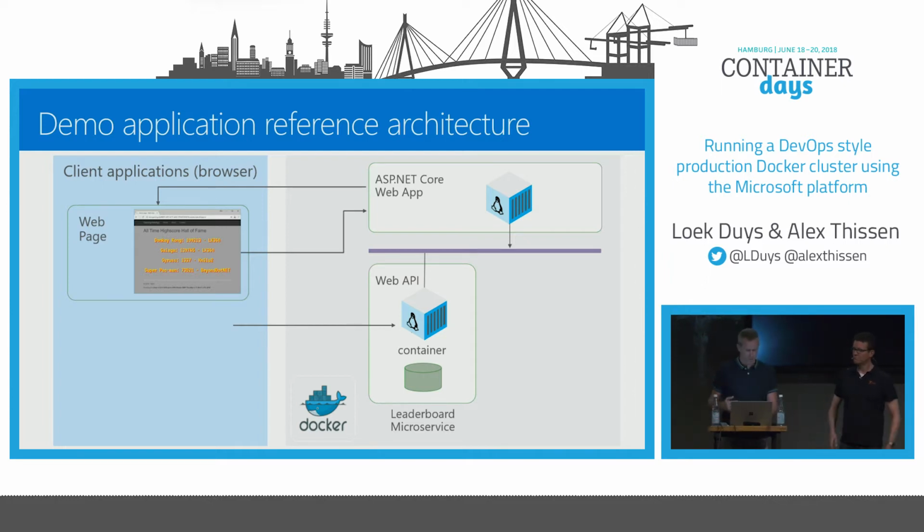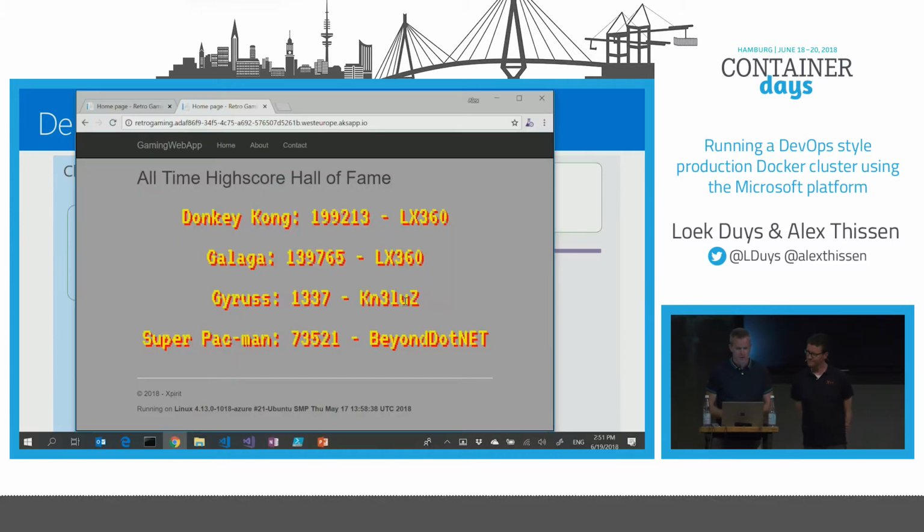Shall we show the? Yeah, we'll show you. Quick demo. This is that page. It's a simple page. It shows the high scores. It gets the high scores from the leaderboard web API. There's a lot of scores there. Let's see if there's any new scores. So we'll refresh the page.